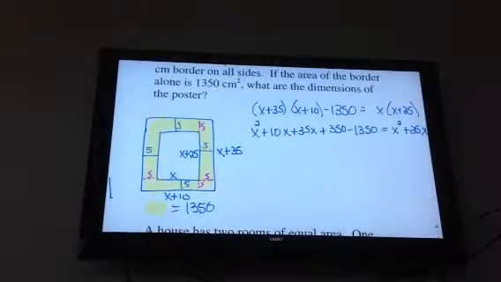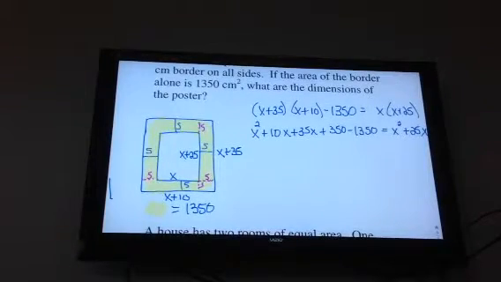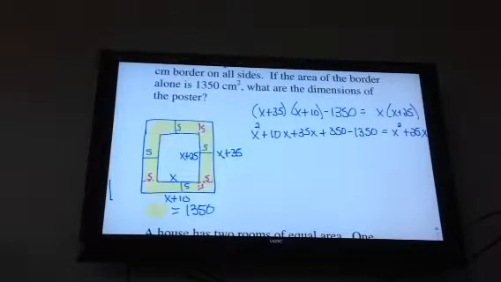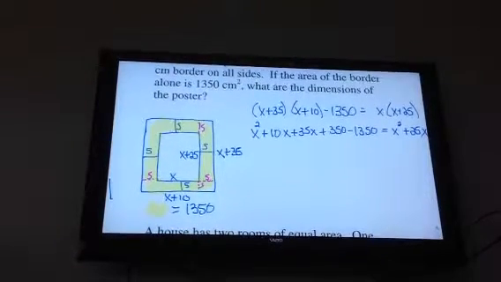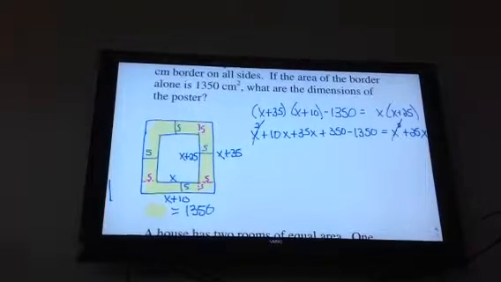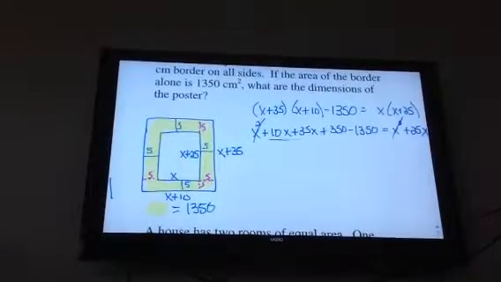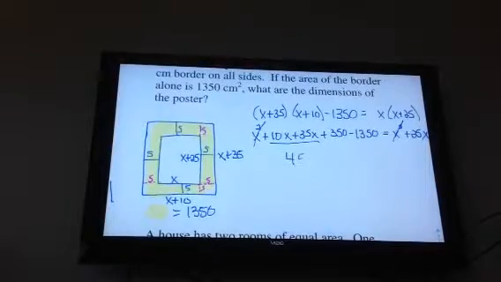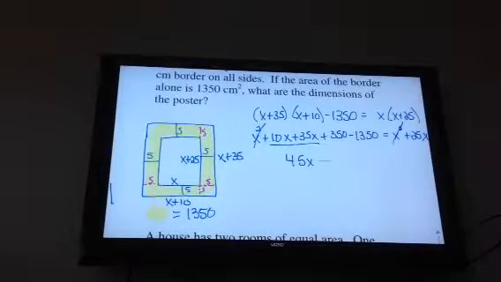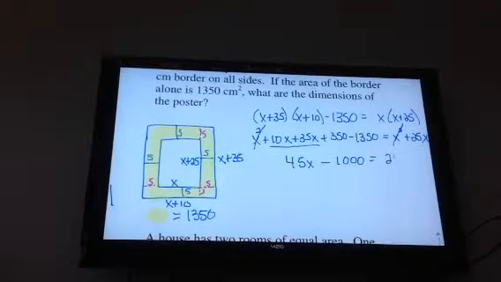Hopefully the solving part's not an issue. Go through that a little more quickly. So my x squareds cancel each other out. Put my x's together. 45x minus 1,000 equals 25x.